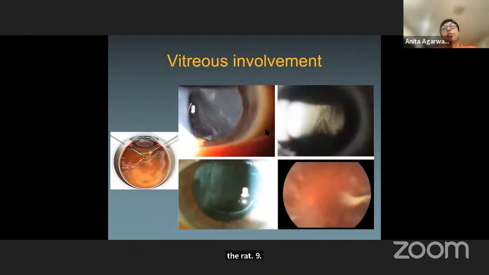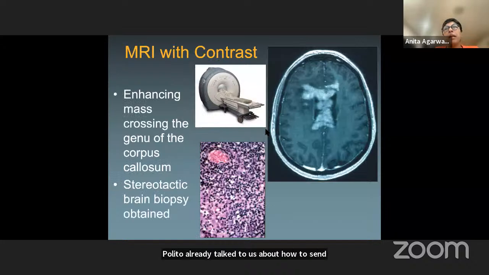And if you're going to do a vitreous biopsy, these are situations where you suspect that this patient may have lymphoma. And Dr. Pulido already talked to us about how to send those samples. And if you don't have anything in the eye, or if you can't get an answer from the eye, then you look for the brain. And if you find a lesion in the brain, you get a brain biopsy.